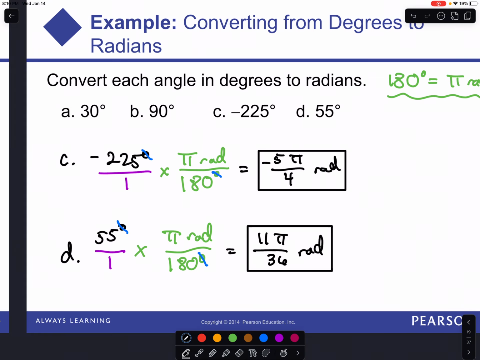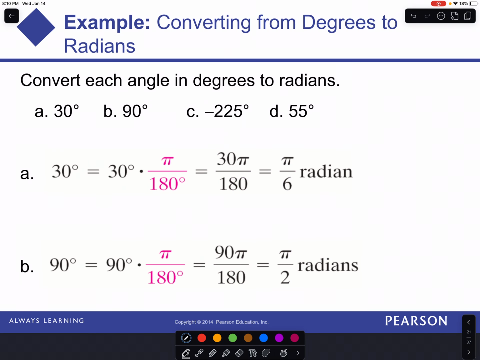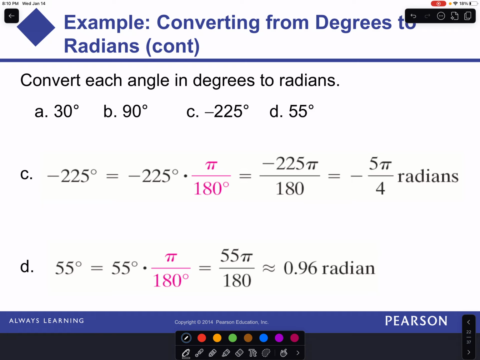Pi over 6, pi over 2, negative 5 pi over 4, 11 pi over 36, and the last one is 0.96 radians. So you just have to crunch that number to generate that number.